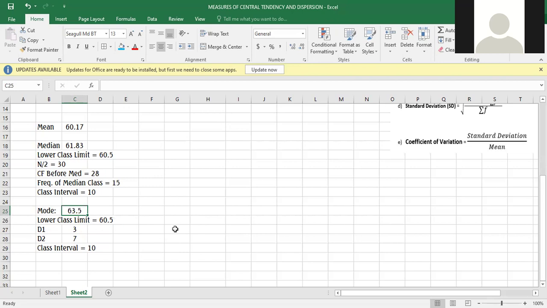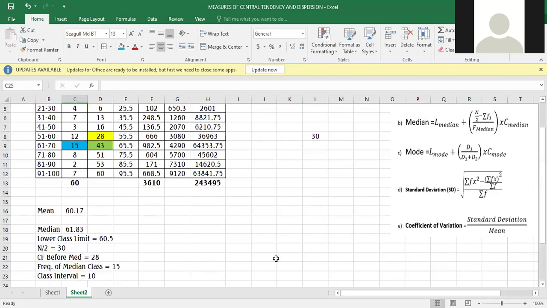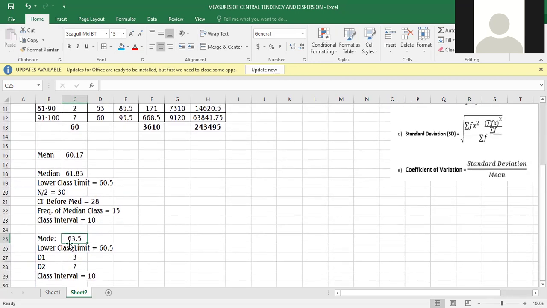Our modal class. So let's go back to the formula. If you are in doubt, follow the formula. I'm sure you'll not make any mistake. So this is our mode. This is our median. And this is our mean. So our mean, our median, and our mode. Let me put them in bold so that they can come out well from the others.